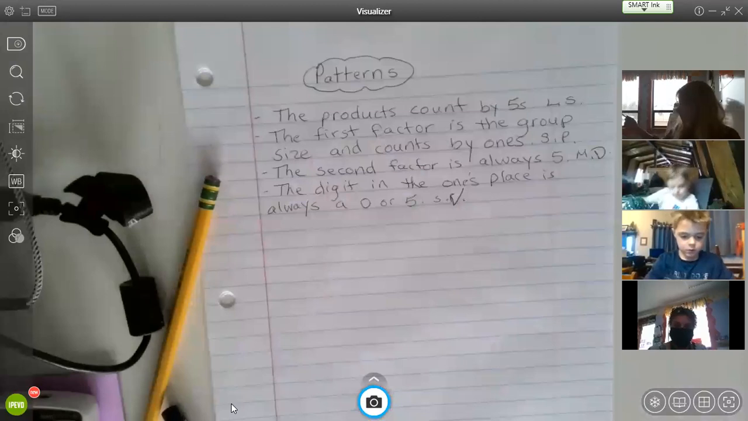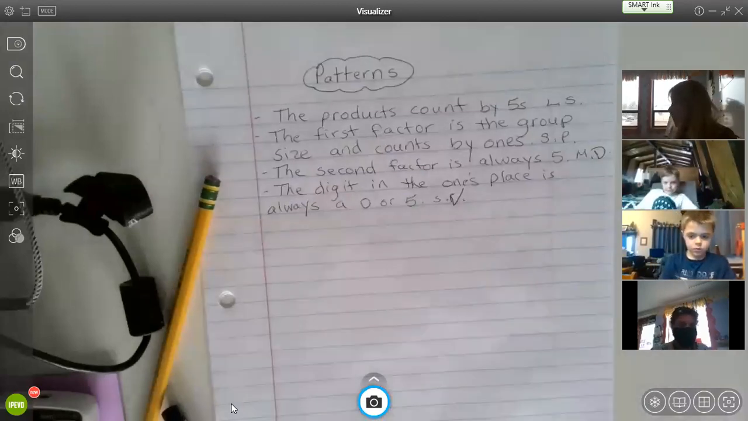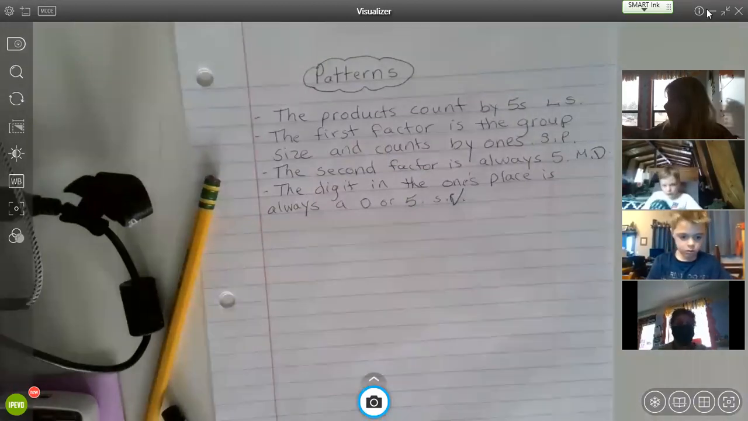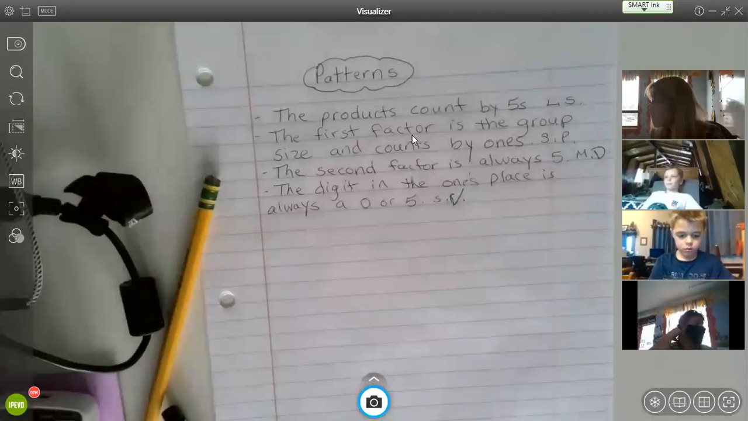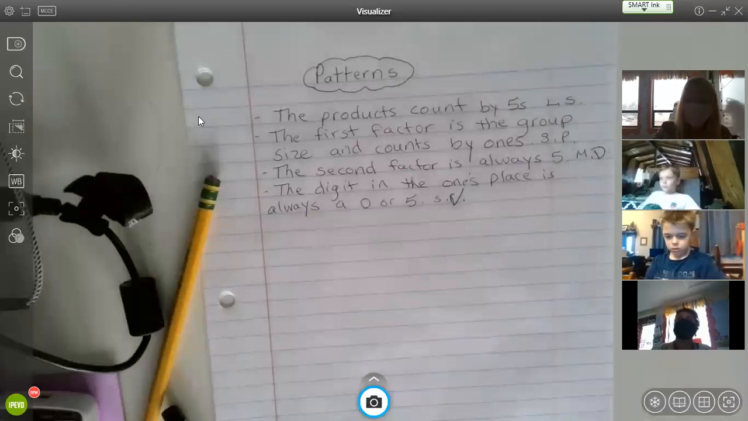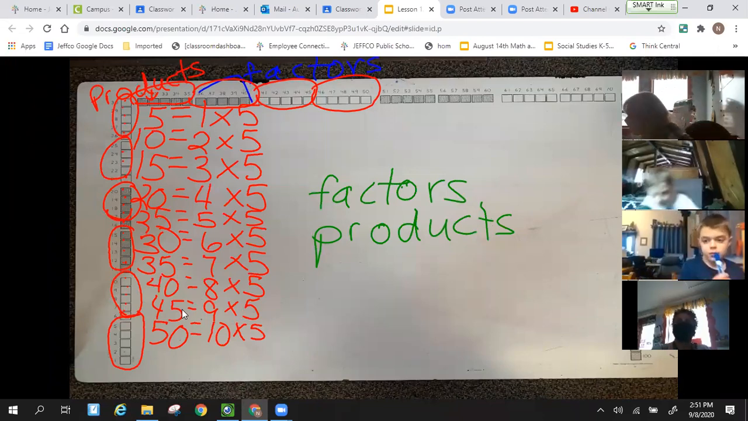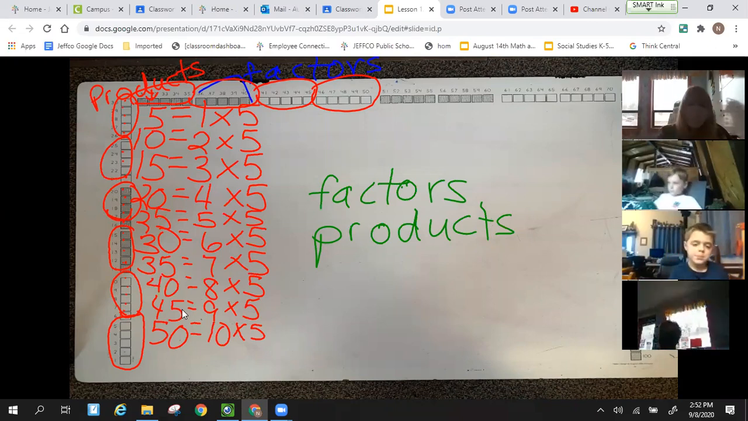Okay, so let's go back. Did you have another one, Paxton? They count down the products? So let's go back. Do you mean they count up from 5 to 50? Are you looking at the digit in the tens place? 1, 1, 2, 2, 3, 3, 4, 4, 5.